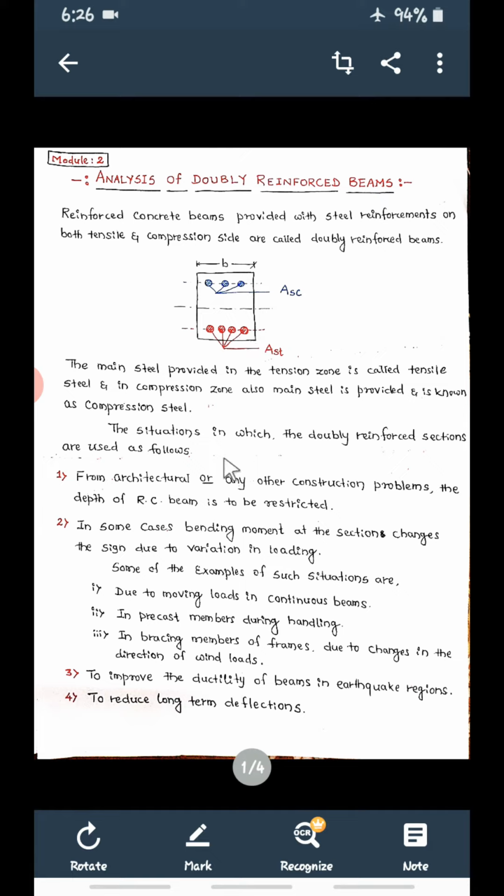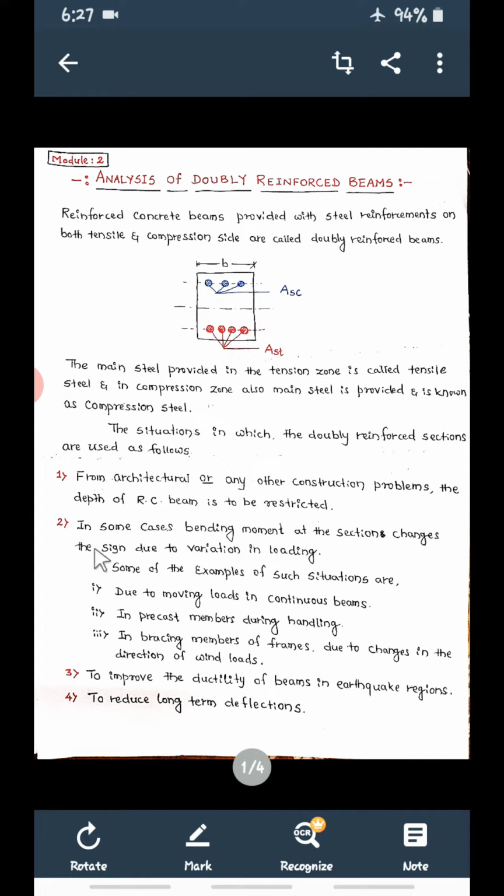If you want to reduce the depth, the depth will be reduced, and whatever total steel is calculated will be provided at the bottom and also at the top. Then that beam is considered a doubly reinforced beam. Remember, the first situation is when you want to reduce the depth of the beam, then a doubly reinforced beam is provided. So the depth is reduced, and steel will be distributed in both the tension zone and compression zone.